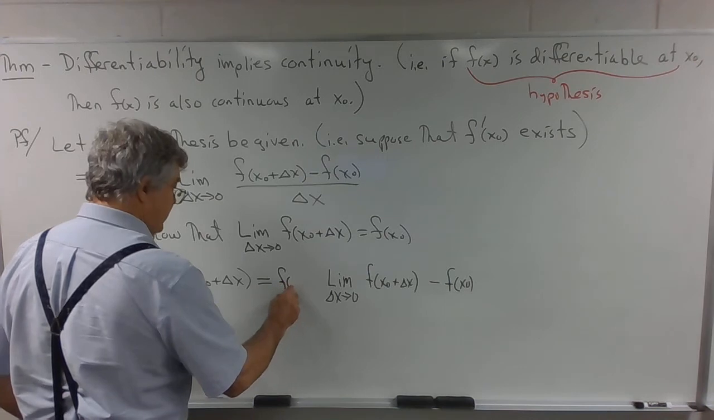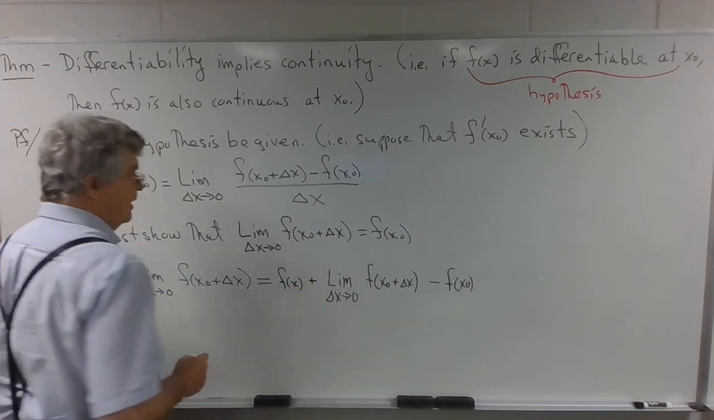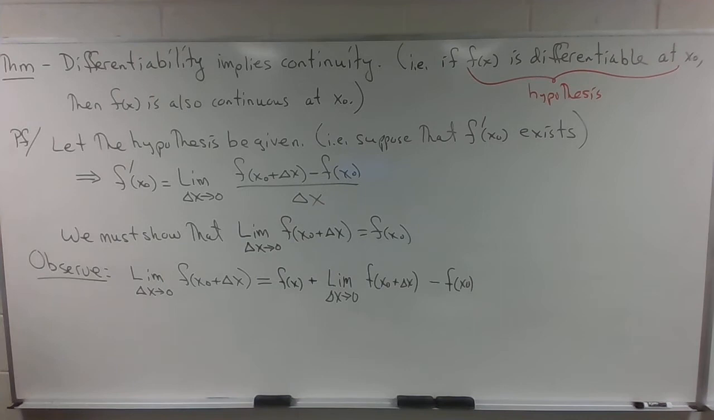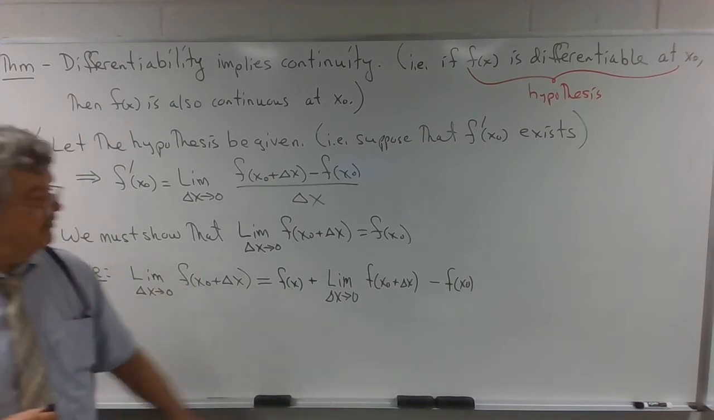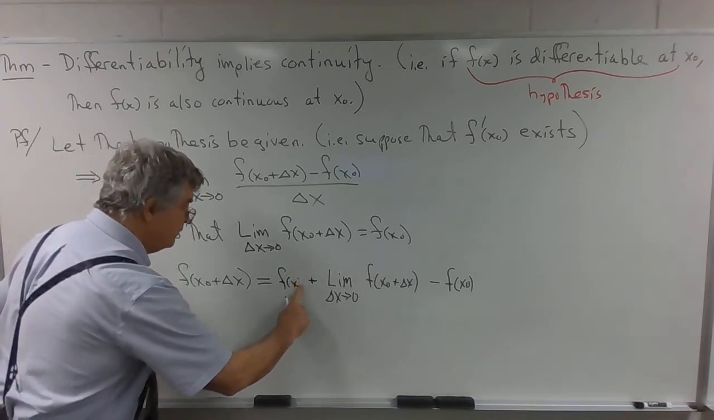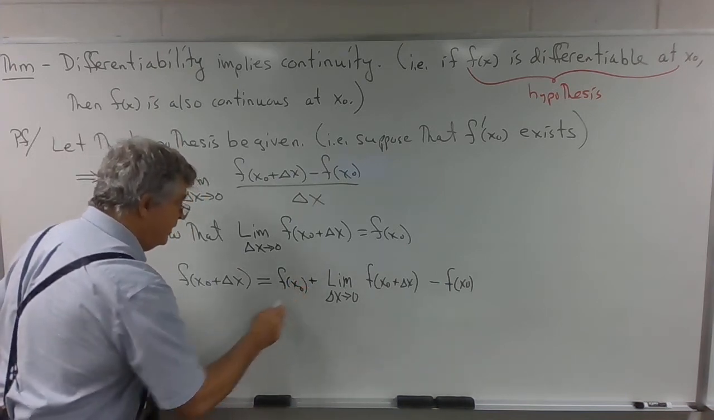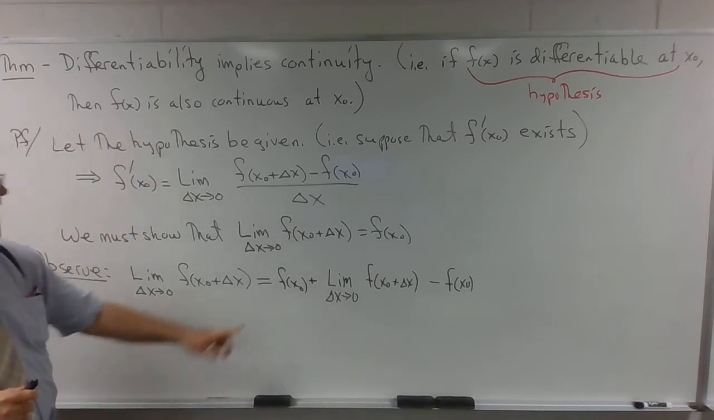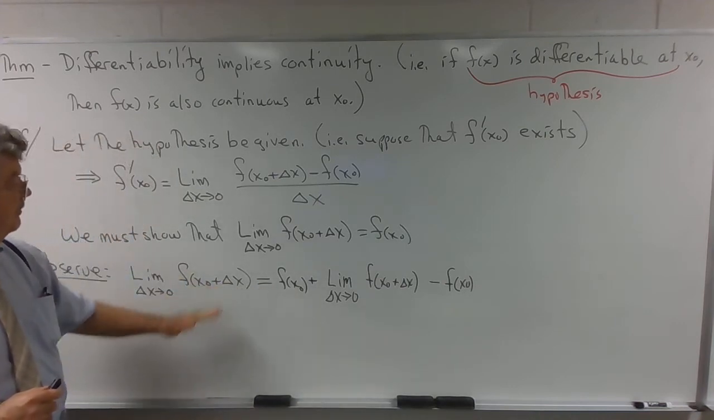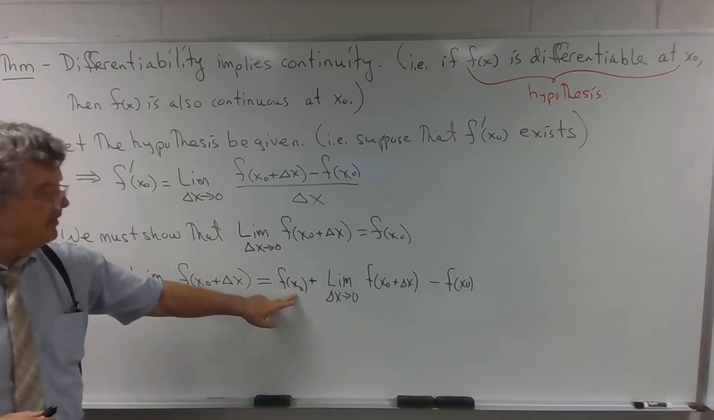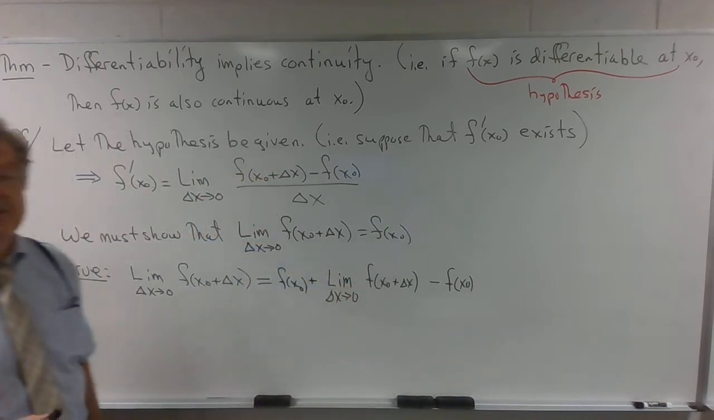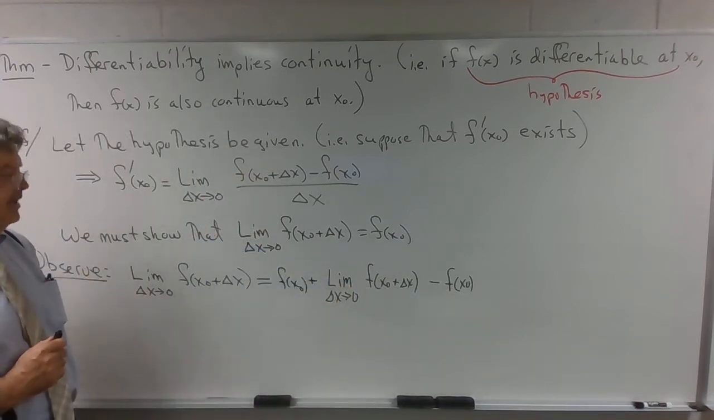And I'm going to add it back here. Why, I don't know, but I sure hope it works. But see, I haven't changed anything. I took this expression, and then I added f of x naught here. So I started out with this expression, and then I added f of x naught, and then I subtracted f of x naught. So I haven't changed anything.